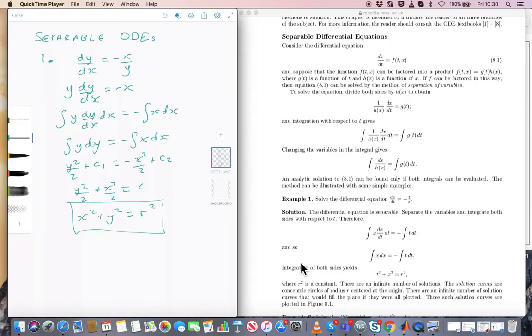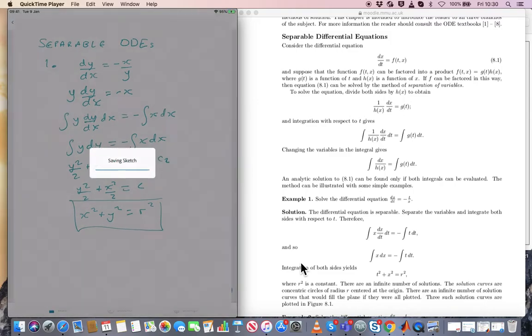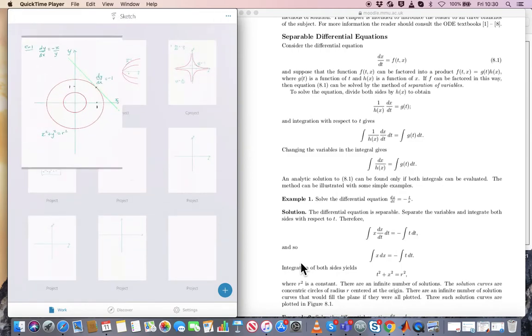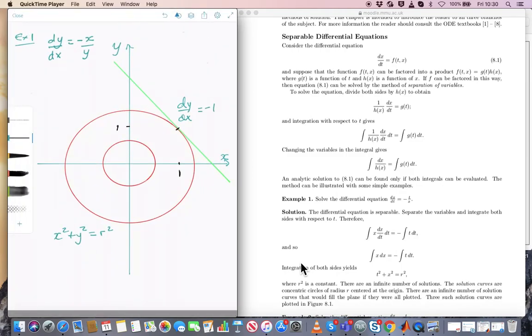Now the question is, what do these solution curves look like? Here is our differential equation, dy by dx is minus x over y. We've just solved it to obtain x squared plus y squared equals r squared. And I'm sure you know for different values of r, we get circles. These are called the solution curves. You'll see here that when x is 1 and y is 1, then dy by dx is equal to minus 1. So the gradient at that point was minus 1. That is our first example.